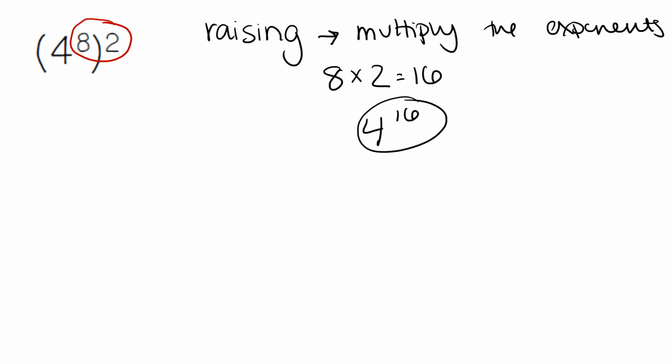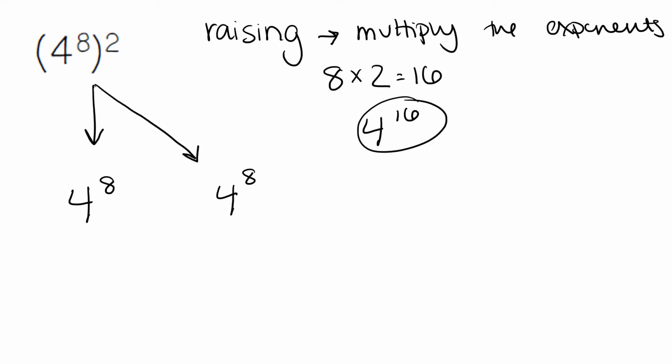Now, to break it down and show you why that works, I'm going to split it up. I'm going to start with my exponent 2, the exponent that is on the outside. I take my 4 to the 8th, and it means that I have 2 of them. We break them down. I have 2 as my outside exponent, so I do 2 of the parentheses. Then we can break it down again in 4 to the 8th 8 times.